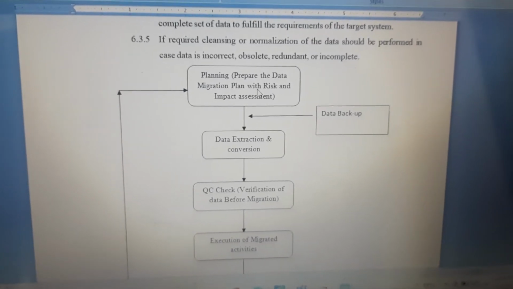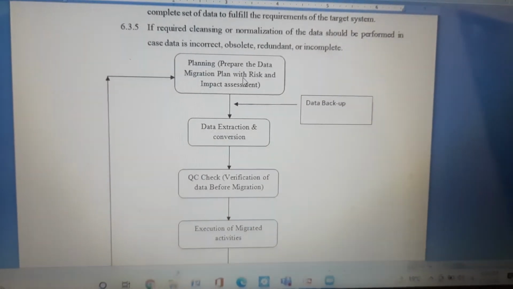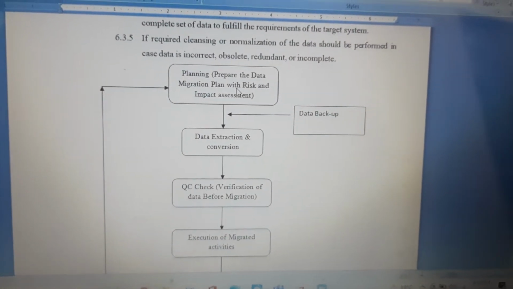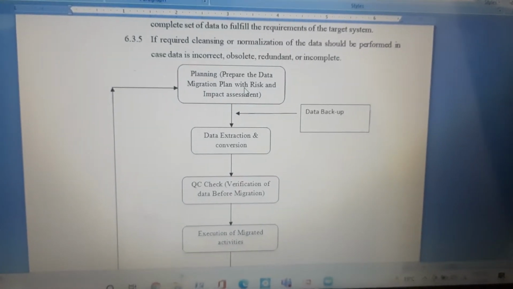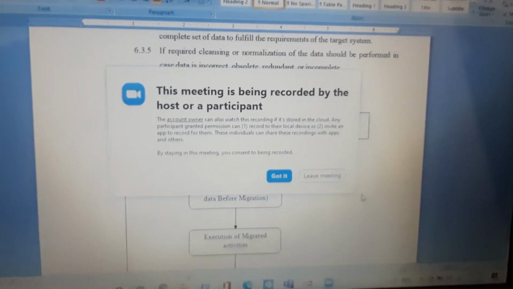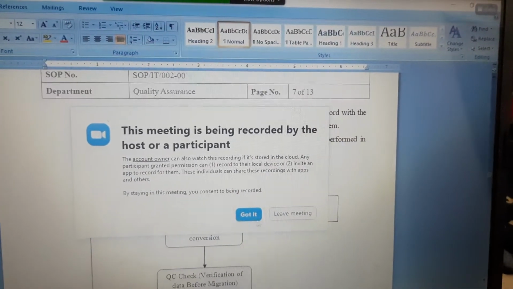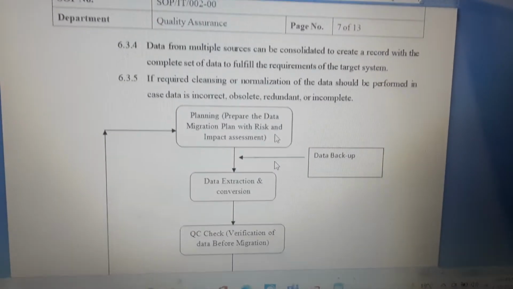First is the usual, like what we have done for the decommissioning of the system, in the same way we have to perform it for data migrations as well. In the data migrations, we have to start with the risk assessment and impact assessment.